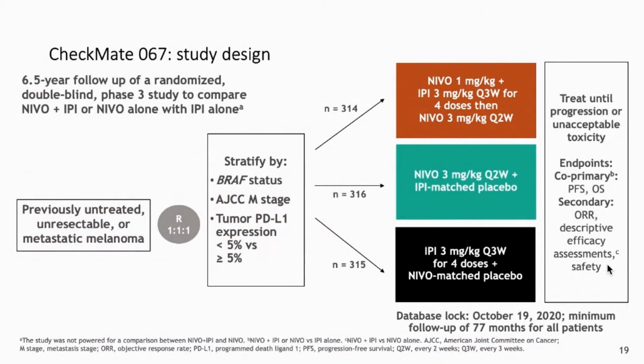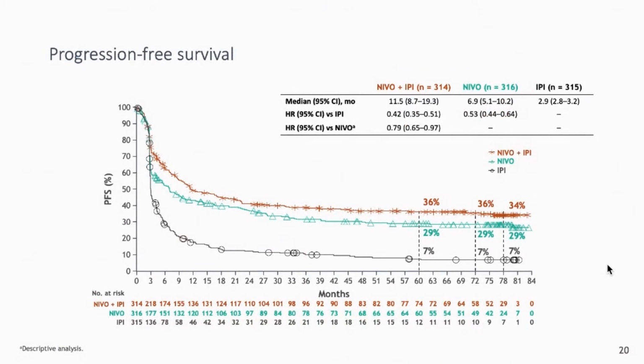And then, of course, you know that Nivo plus ipilimumab has some benefit in melanoma as well. And recent data has indicated that if you do have a benefit from the Nivo plus Ipi, and that's in this orange line here, it does seem to be sustained. You could see that at 60 months, which is 5 years, at 6 years, and at 7 years, which is 84 months. So it does seem like once you have a response from immunotherapy, many of these responses can last years.